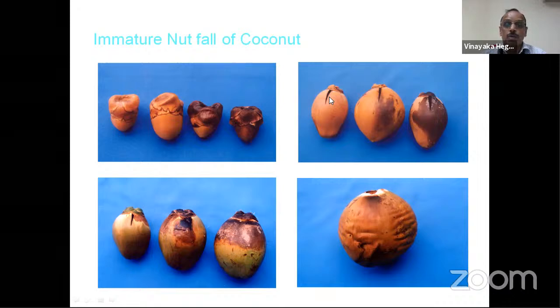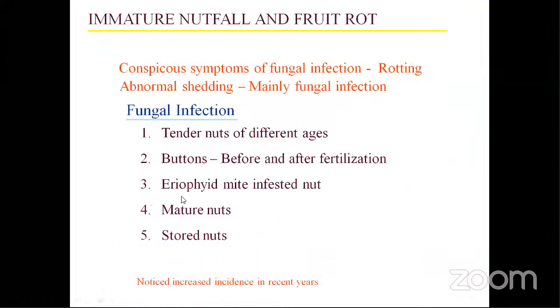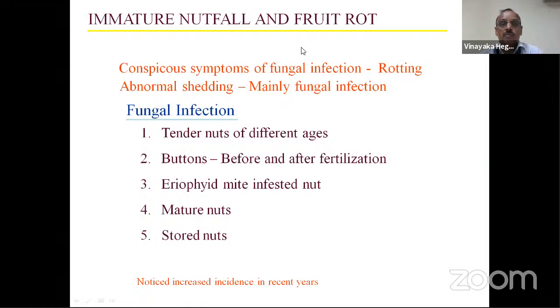And this type of cracks will commonly come mainly because of deficiency of potassium or boron. So we have to check the soil nutrient status. We should ask the farmers to go for soil test based nutrient application. Wherever a fungus infection starts, or sometimes even a mite infestation, eriophyid mite may cause damage to the nuts. So then immature nut fall and fruit rot is another, as I told, fungal infection.